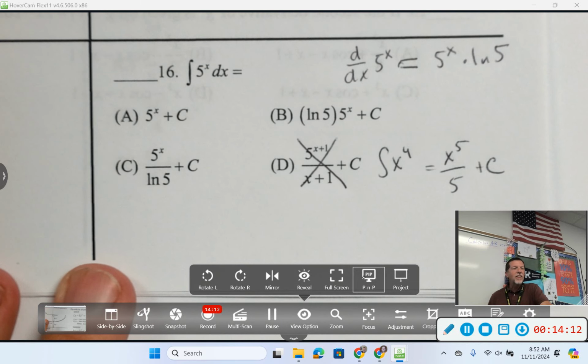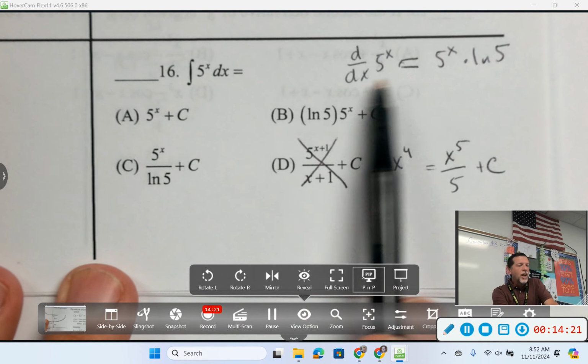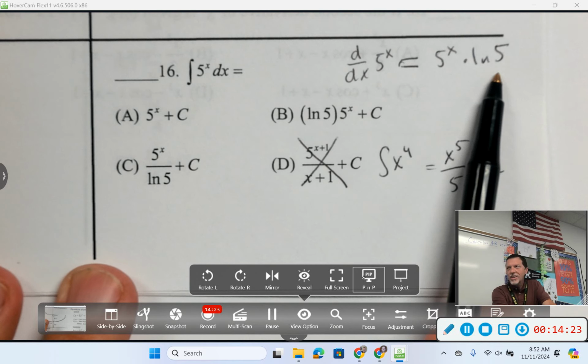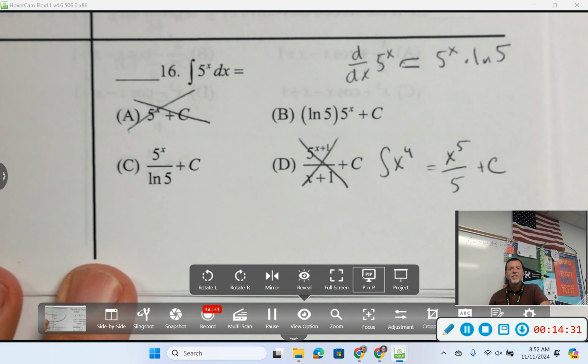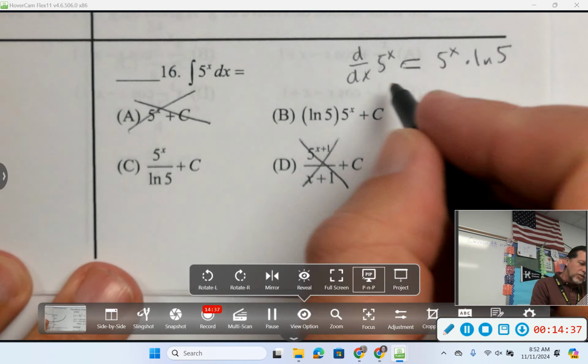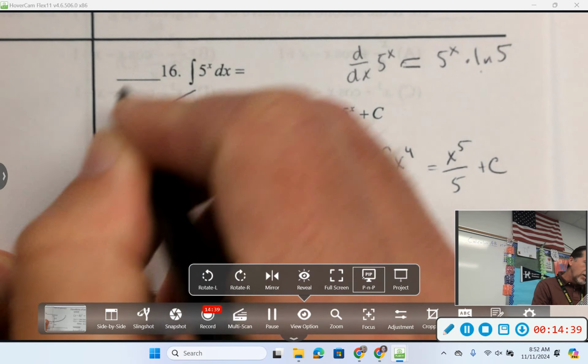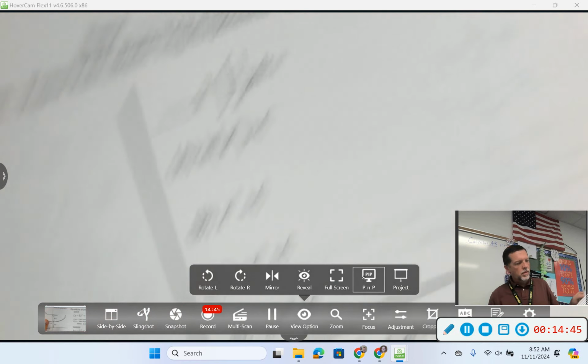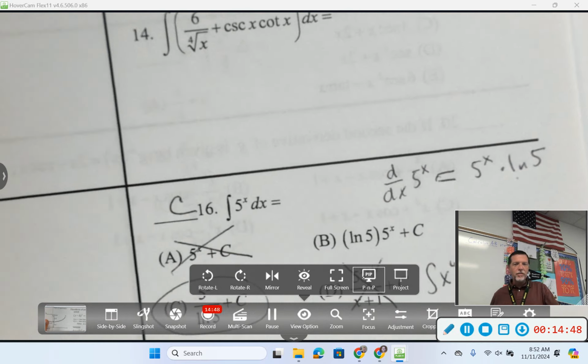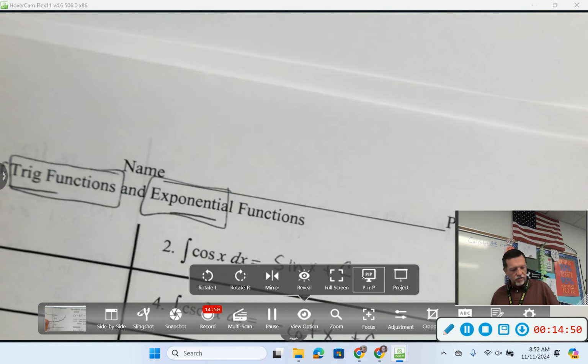A, B, and C all have a 5 to the x in them, which makes sense because the derivative of 5 to the x is 5 to the x times something. But when we take a derivative, we have to multiply by natural log of 5. So if we take an antiderivative, I think I can throw A out. I've got to do something with natural log of 5. So do we think it's B or C? C, because it's the antiderivative. So instead of multiplying by natural log of 5, we'll divide by natural log of 5. Another one of those where the better you know how to drive forward, the easier it is to drive in reverse.